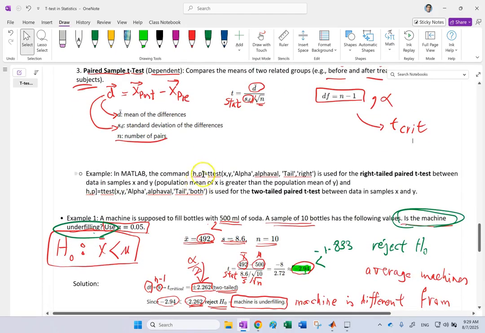In MATLAB, if you want to do it, the command is again ttest. So the same command is used for paired t-test and for the one sample t-test. But this time, you have to give it the pre-data and the post-data. You give it some alpha value and you give it a tail, whether this tail is right or left or both, okay? And that is going to give you back your H and P.